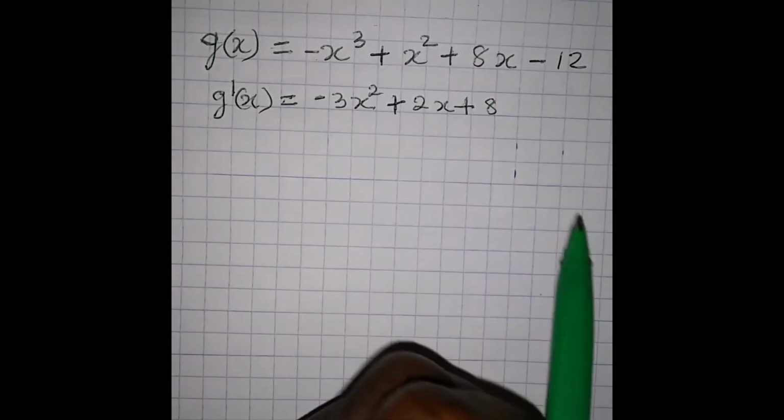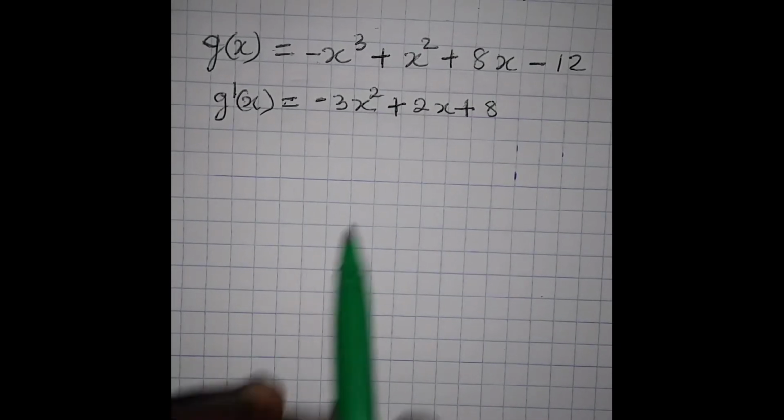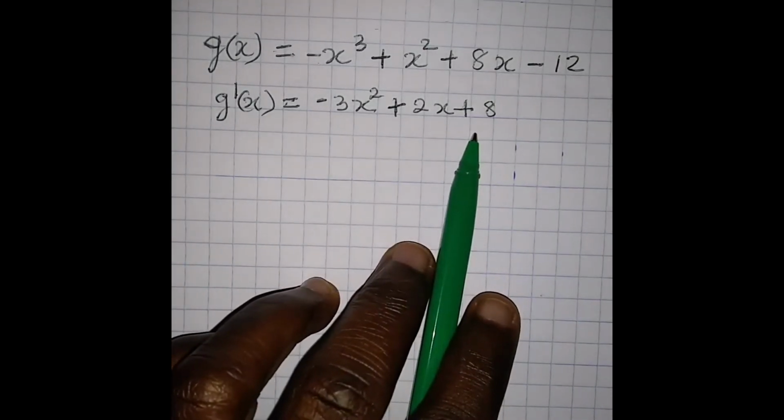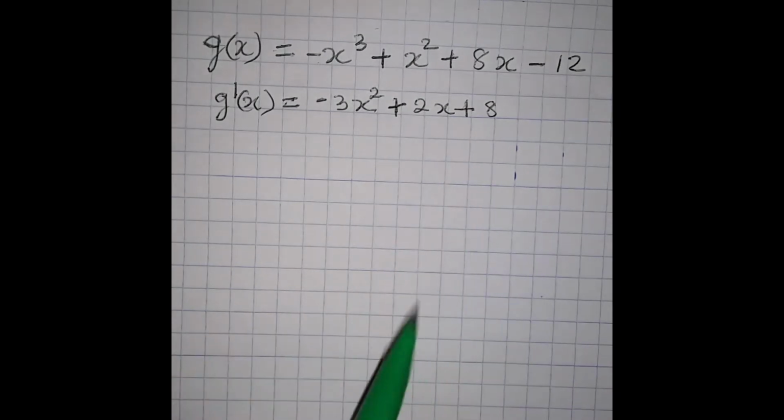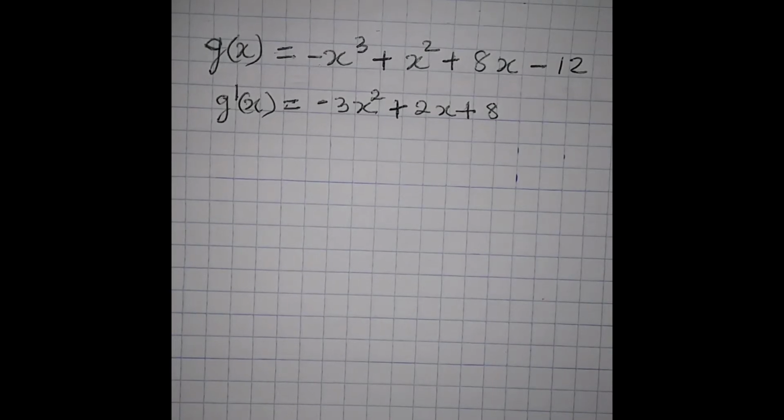This is a constant as we discussed in the previous lesson. Therefore, the derivative of a constant is 0. Therefore, the derivative of negative 12 is 0. So this is the first derivative of the function. Now, we can now proceed by determining the x-coordinate of the turning points of the cubic function.